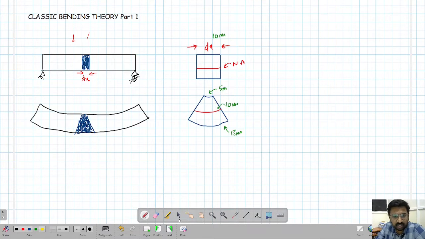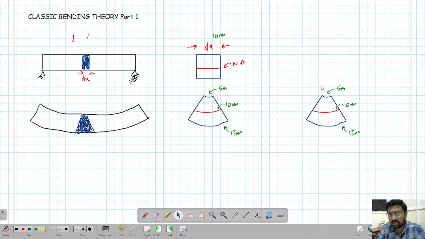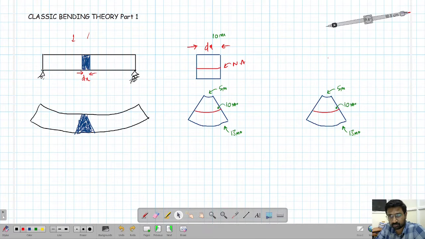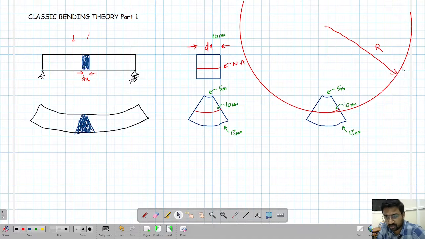Now with this we can continue our derivation. What will happen? This neutral axis I will assume to be a part of a bigger circle. So let me try to draw a circle here. This circle has a radius. About the neutral axis I have drawn a circle, and this circle has a radius r. I hope this is clear.